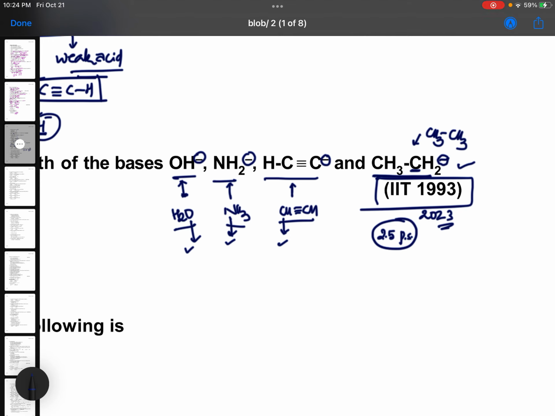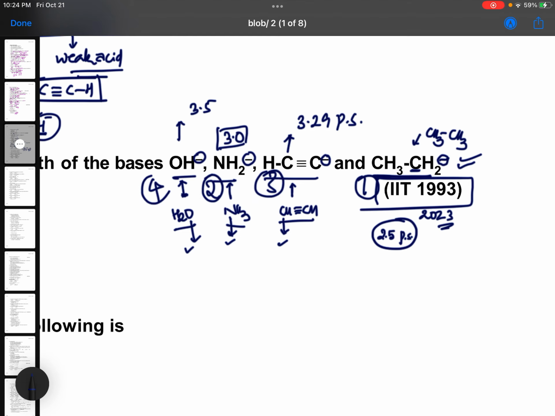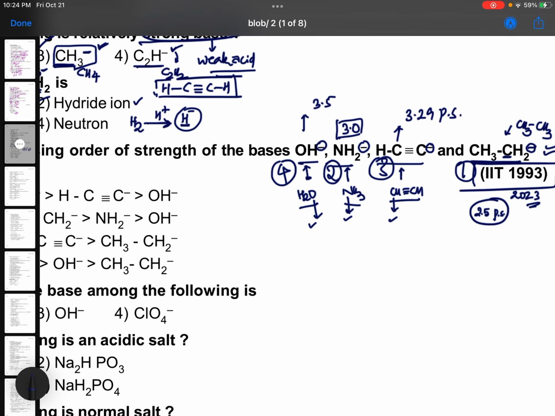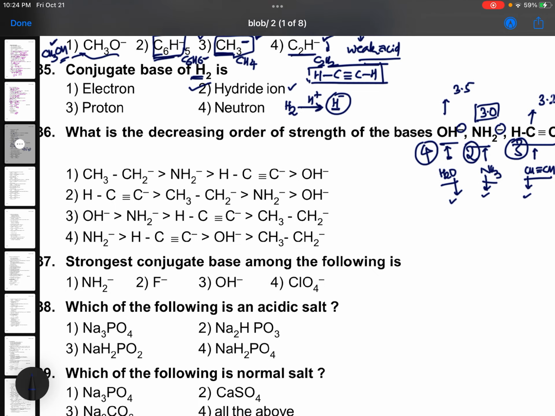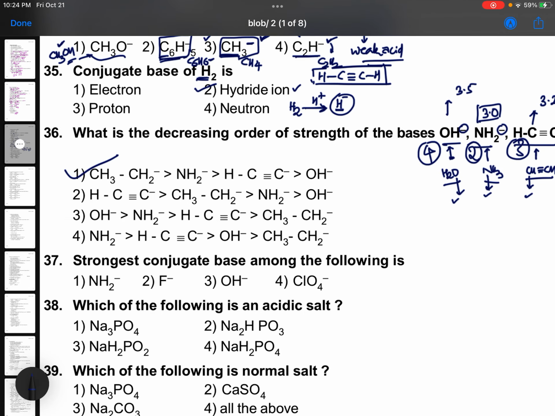Then see the electronegativity. Triple bond carbon 3.29 on the Pauling scale. Remember, very, very important. Oxygen 3.5, nitrogen 3.0. So the next base is this, less electronegative, strong base, in first place. Then NH2 minus, then this one, and last is OH minus. So let's go with the options. Correct.